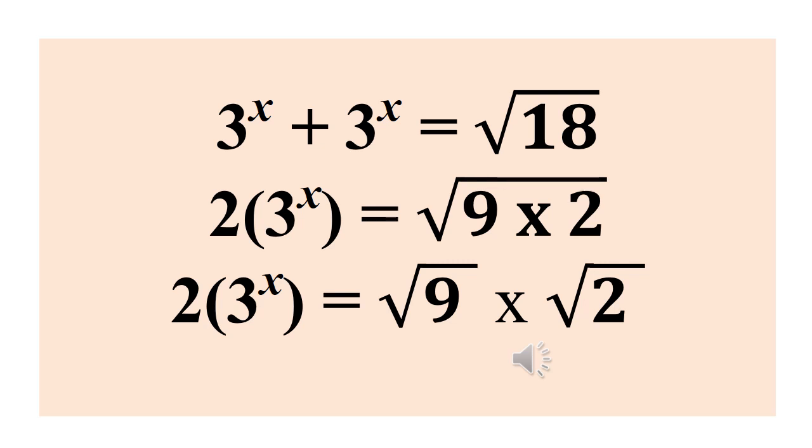Then we have 2 into bracket 3 raised to power x, close the bracket, equals square root of 9 times square root of 2. That is, we separated the square root, so that we have square root of 9 and square root of 2 separately, multiplying each other.